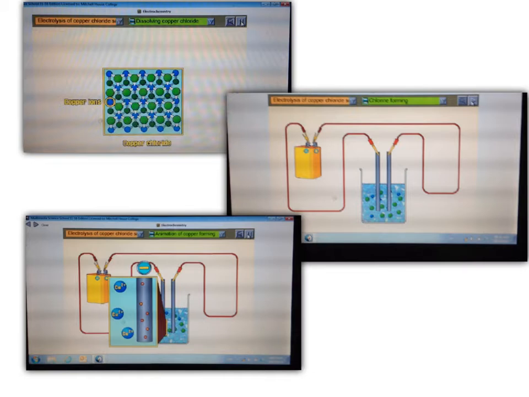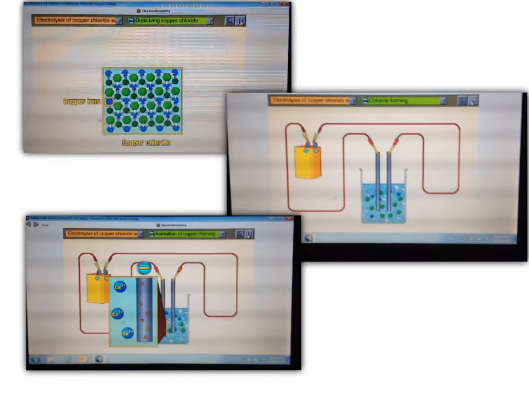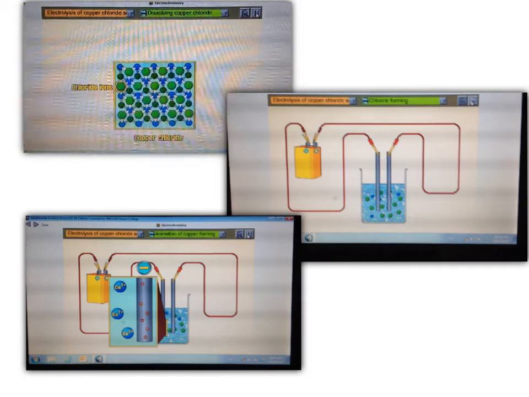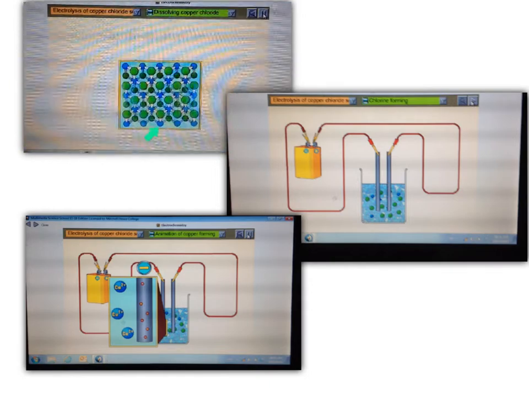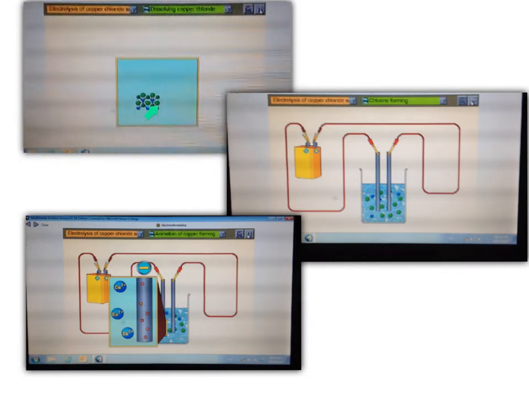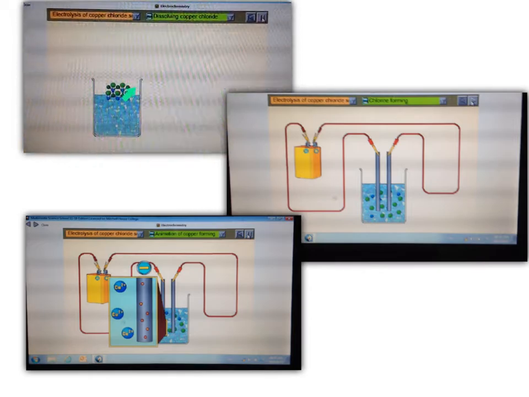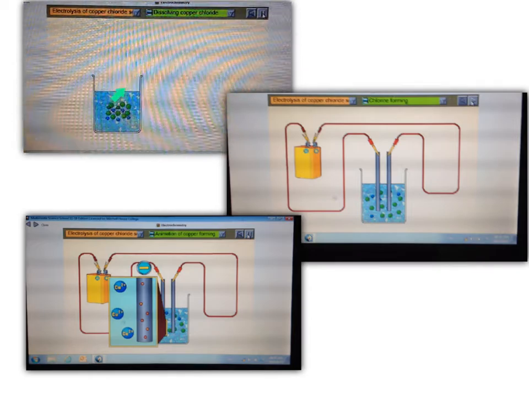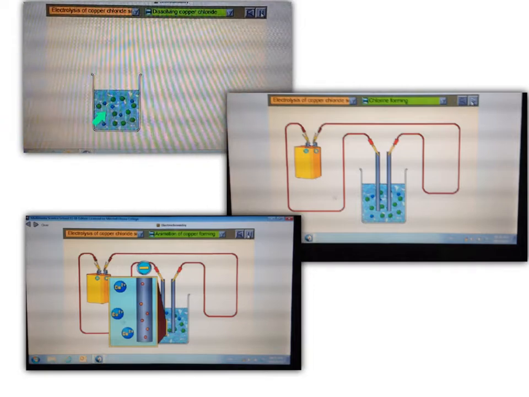Now, the first thing is to realize that copper chloride is made up of copper ions and chlorine ions. In other words, it is made up of Cu2+ and Cl-. Let's take a look what happens when I dissolve copper chloride in water. So the copper ions and the chloride ions go into water and they then break up so that they are free to move around. And because of that, they can conduct electricity.